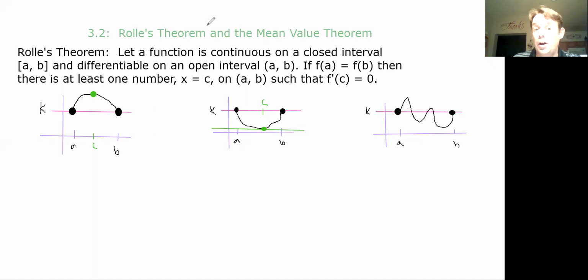At least one. Now, it could be more. It could happen more than once. And if you look here, look, there's a point. There's another one down here. It doesn't mean that there's only one. It just means there could be more than one.